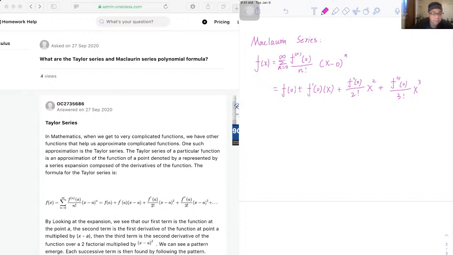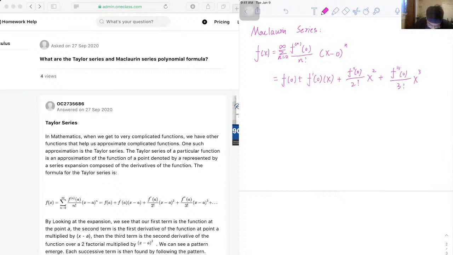The process of expanding using the Maclaurin series is the same as the Taylor series, which we will talk about later, except that all derivatives are evaluated at a value of 0. As you can see here, it's 0, 0, 0, and 0.